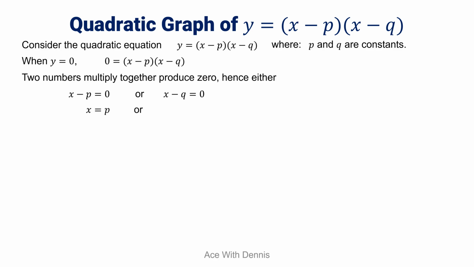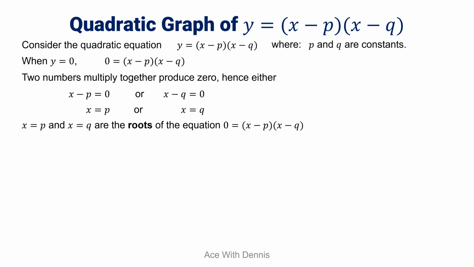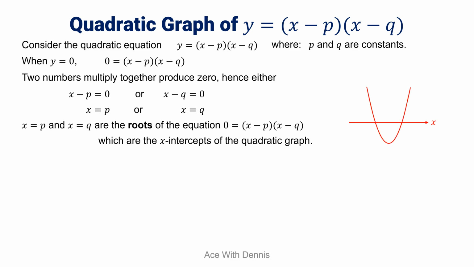x equals p or x equals q. x equals p and x equals q are the roots of the equation 0 equals (x minus p)(x minus q), which are the x-intercepts of the quadratic graph. Hence, now let's draw the graph. Here is the x-axis, and this is the smiley face because the coefficient of x squared is positive. Then these are the roots p and q.